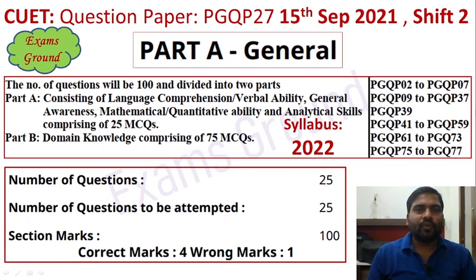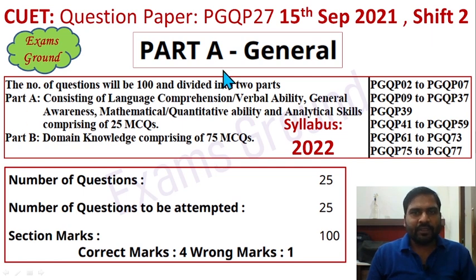Hello friends, today I am going to solve the CUET 2021 question paper, the second shift paper conducted on 15 September 2021. The CUET 2021 exams were conducted on various dates and in different shifts, and there are different question papers for the general test. Already one question paper which was conducted on the same date, 15 September 2021, in shift 1 was uploaded previously, and this is the question paper for shift 2.